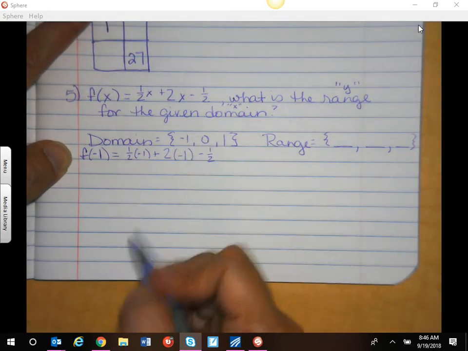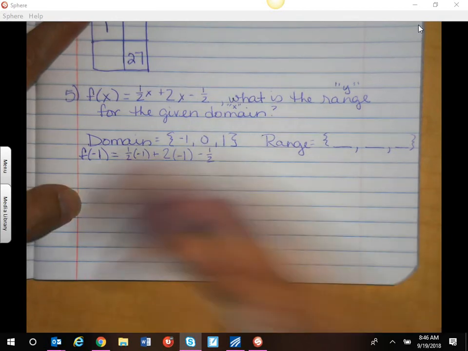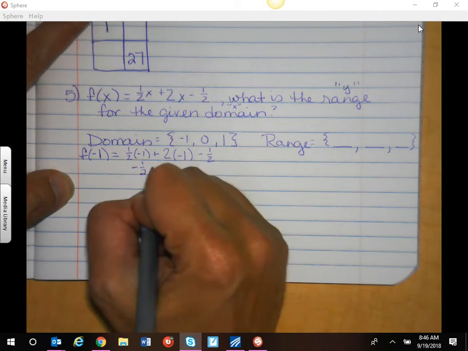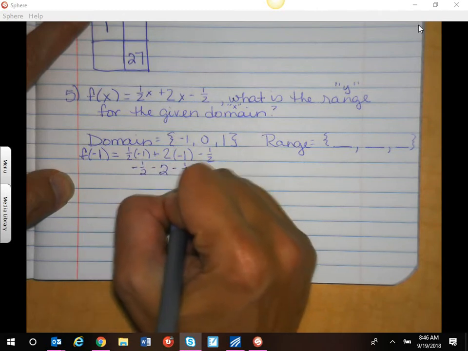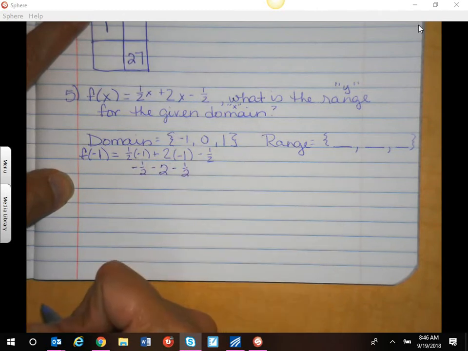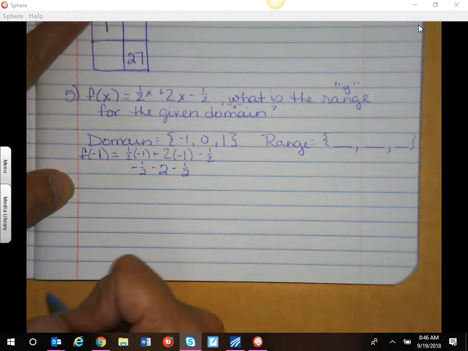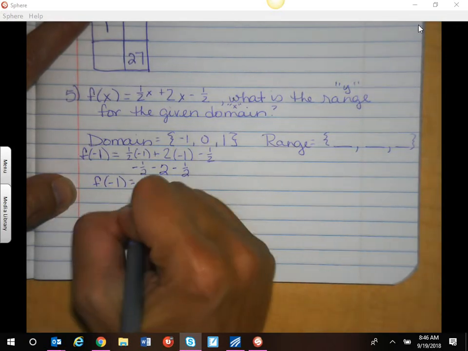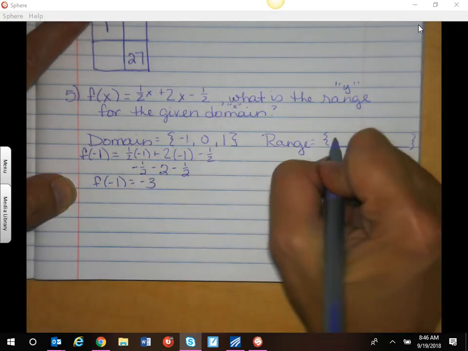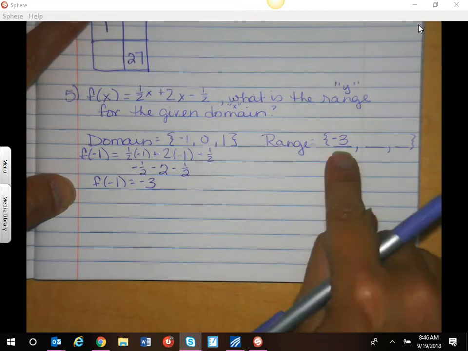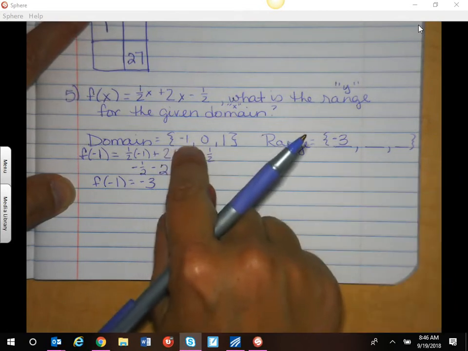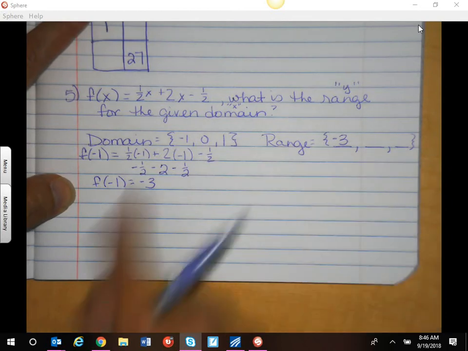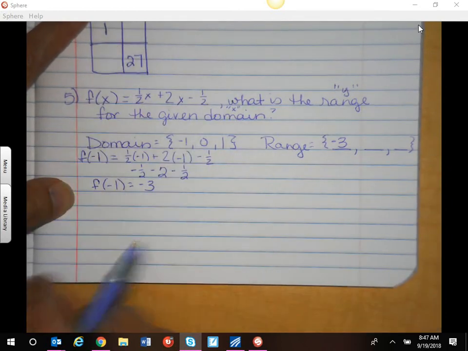And again, you can use your calculator, you can use your brain. So we get -1/2 minus 2 minus 1/2. Well, those are all negatives, so this is going to be a -3. So we can say f of -1 equals -3. So my first range value is -3 because my x coordinate would be -1, my y coordinate would be -3, like we saw in our table up here as well.